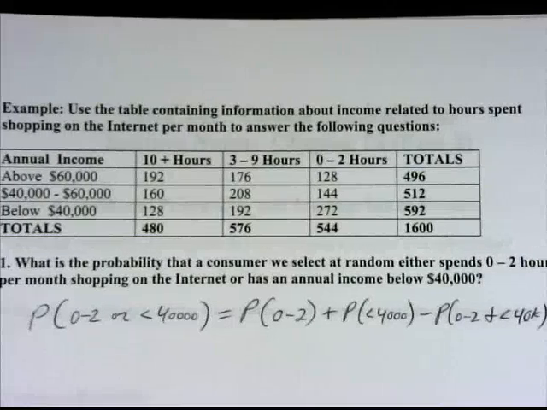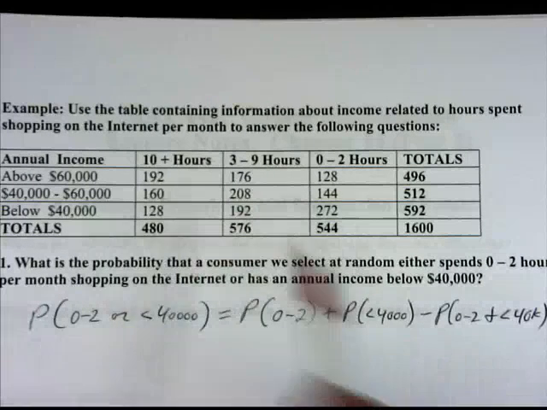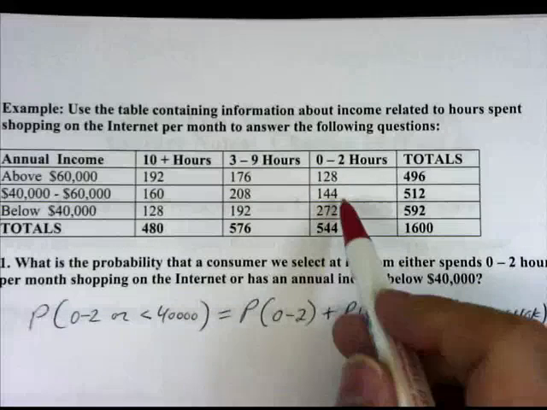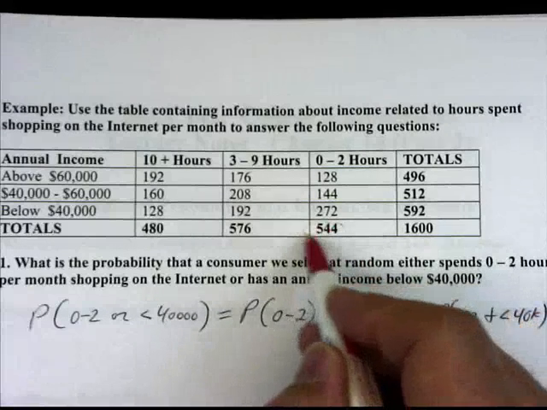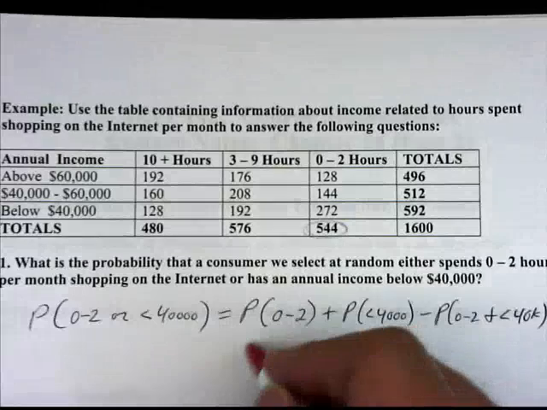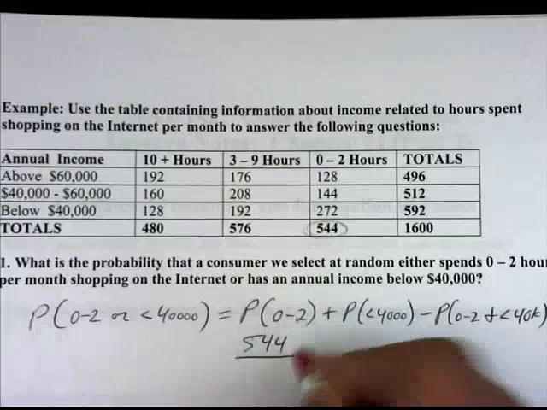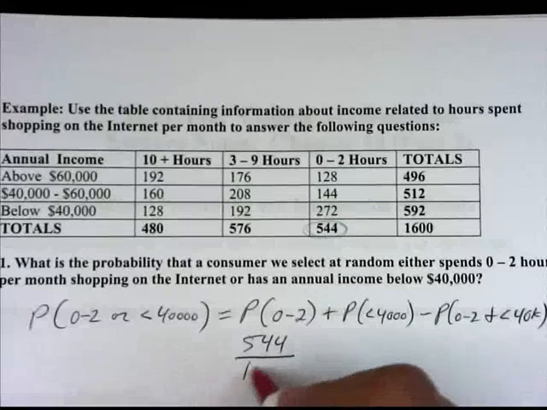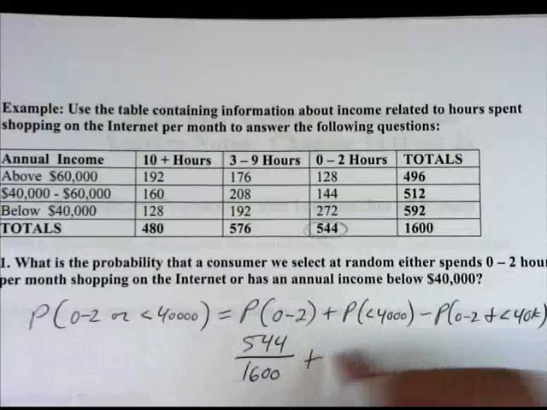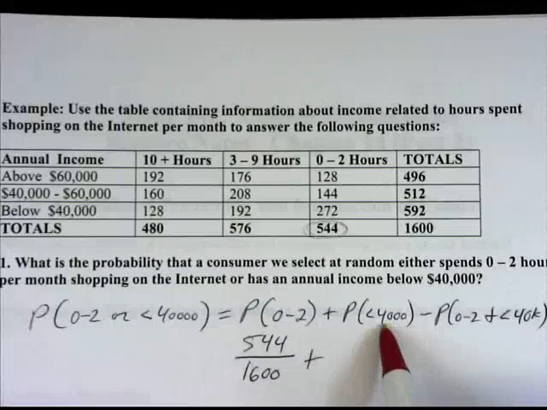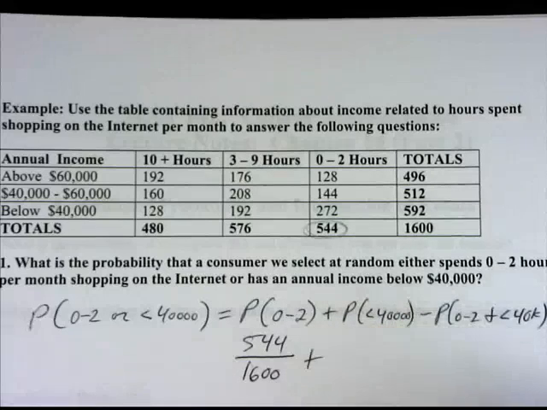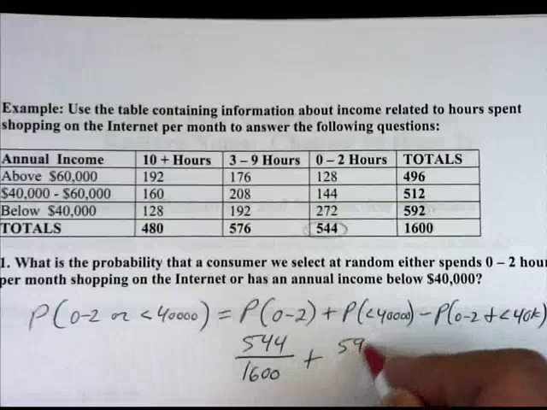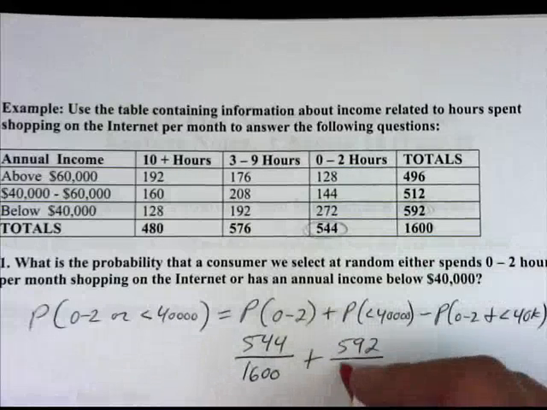All righty? So we're going to go up here and look and say, what is the probability that someone spends between 0 and 2 hours? Well, it would be the number of folks that spent between 0 and 2 hours, which is 544, over the total number of folks that we looked at, which was 1,600. Plus, what's the probability that somebody earns below $40,000? Well, the number of folks that earned below 40,000 was 592, and the total number of folks was 1,600.